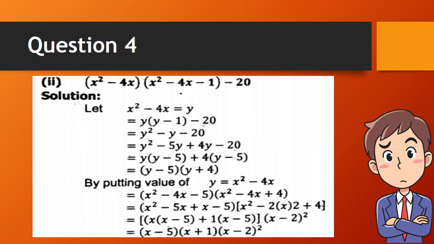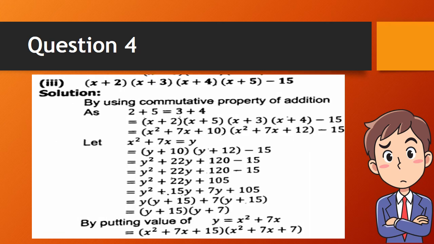So we have taken y common from the first two terms. You will be left with y minus 5, and from the second two terms you have 4 common and you have y minus 5 remaining. So take y minus 5 common, you will be left with y plus 4. Now replace the value of y, that is x square minus 4x.